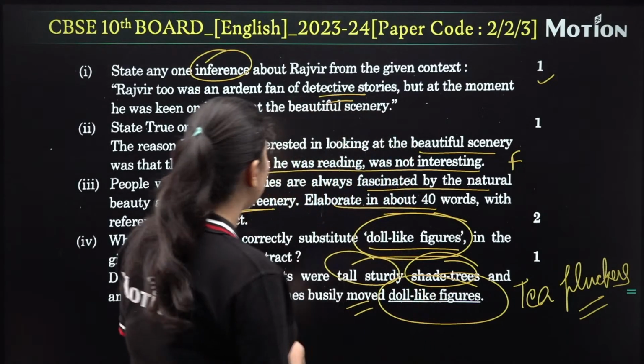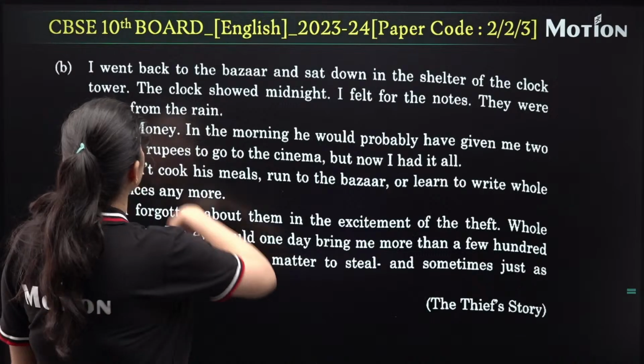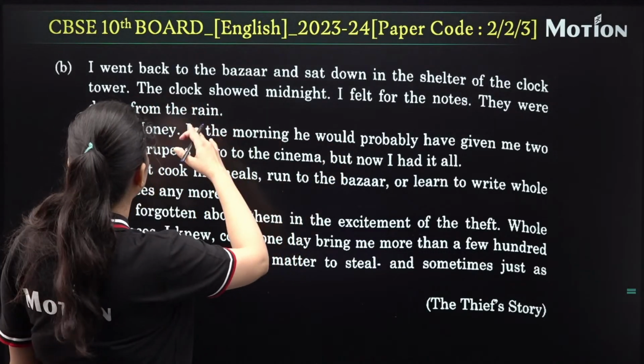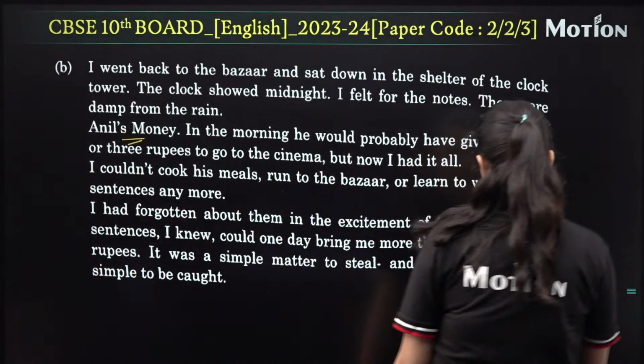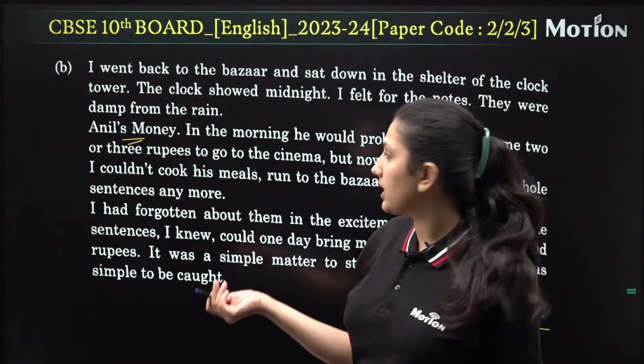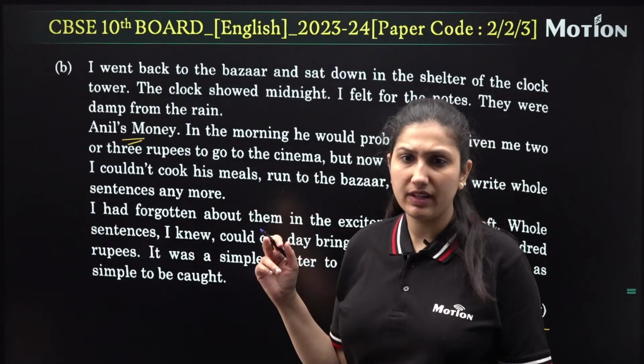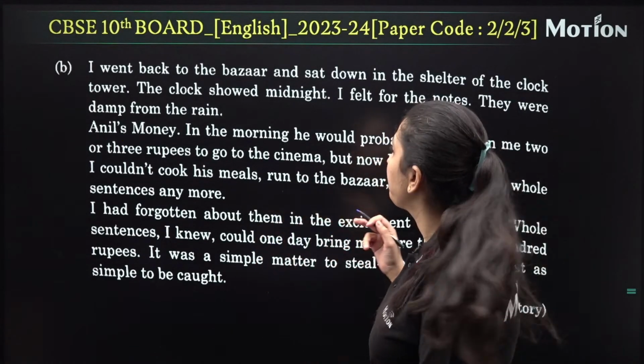All right, so और part में we had this another question. I went back to the bazaar in the shelter of the clock. This is the thief story. अनिल वाली story है, thief story, उसका extract है. Questions आपसे पूछे गए हैं. So first of all, questions we'll read out, then we'll come to this.